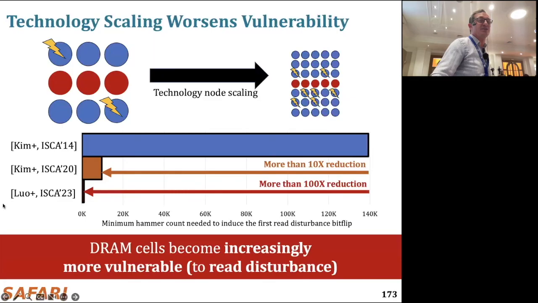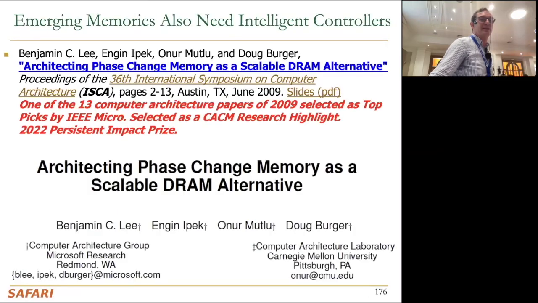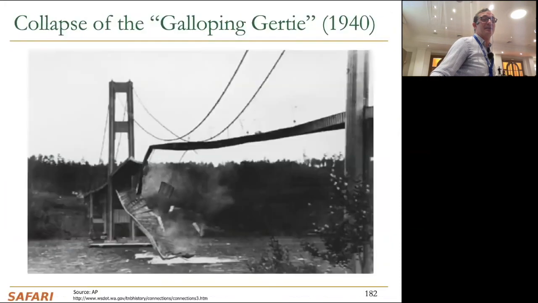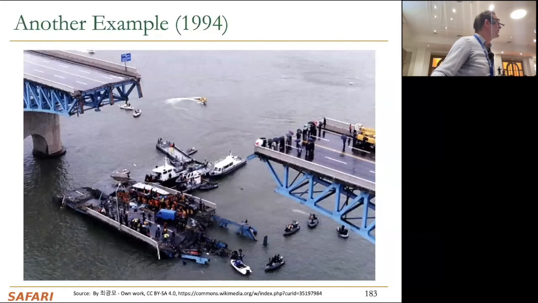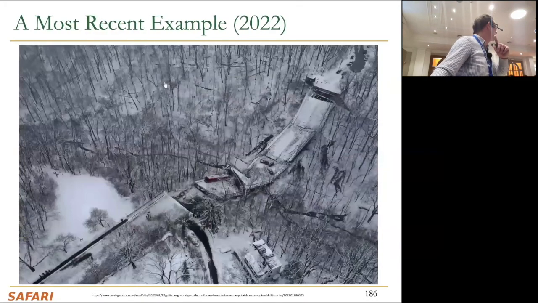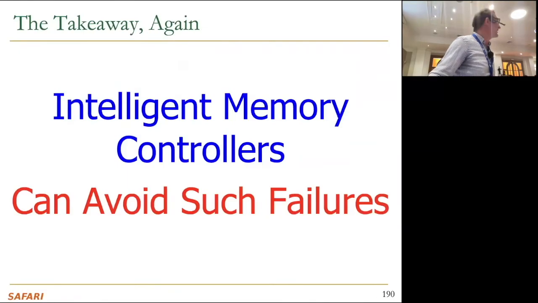Basically, I think we're going to have a lot more issues. So this is just to show that RowHammer vulnerability, read disturbance, has become much worse. Other technologies are also vulnerable. There is no silver bullet, unfortunately. But we need to do more work in understanding, architecting, designing, and testing. Human beings have not solved the bit flips in bridges. This is Pittsburgh in 2022, where I used to live. But in computing, I think we have a lot more freedom. In bridges, we do not have a whole lot of freedom.